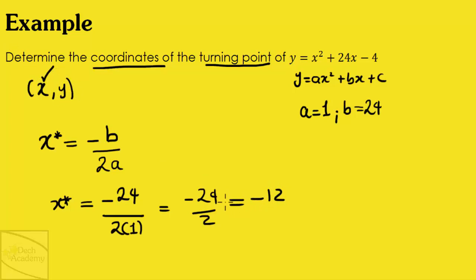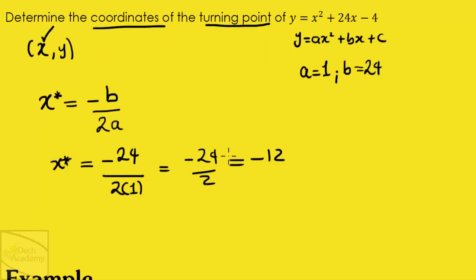What about the y coordinate? Well, the turning point is a point on the curve. So say this curve has this shape, I'm just guessing. It's a point on the curve, and every point on the curve has an x and y coordinate. The x and y coordinates on a curve satisfy the equation. We have the x coordinate, minus 12. To determine the y value, you just replace x with minus 12 in the equation.